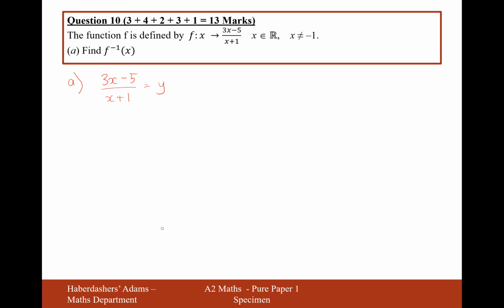Now what we want to do is create a formula that takes output values back to input values. So what we need to do is rearrange this to make x the subject. So first thing we're going to do is multiply by x plus 1 onto the other side. We're then going to expand the brackets.